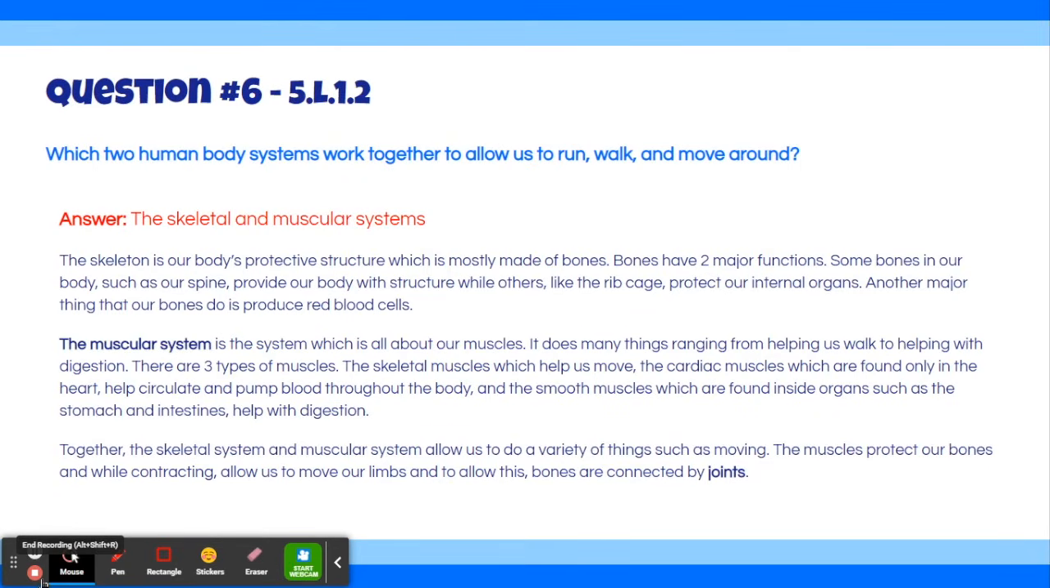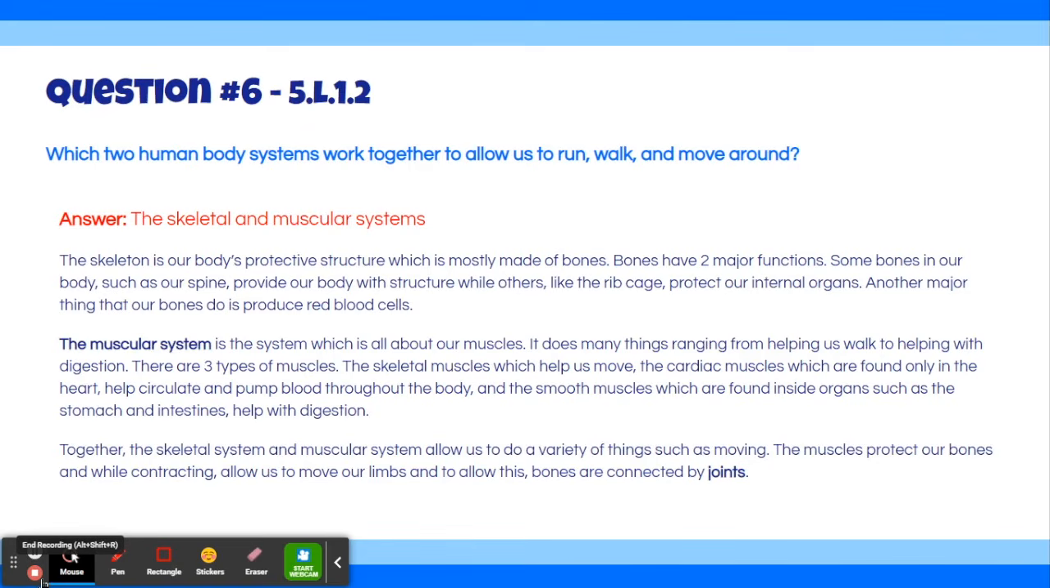The muscular system is the system which is all about our muscles. It does many different things, ranging from helping us walk to helping us with digestion. There are three types of muscles: the skeletal muscles, which help us move, cardiac muscles, which are only found in the heart, and those help circulate and basically pump blood throughout the body, and also the smooth muscles, which are found inside organs such as the stomach and intestines, and they help with digestion.